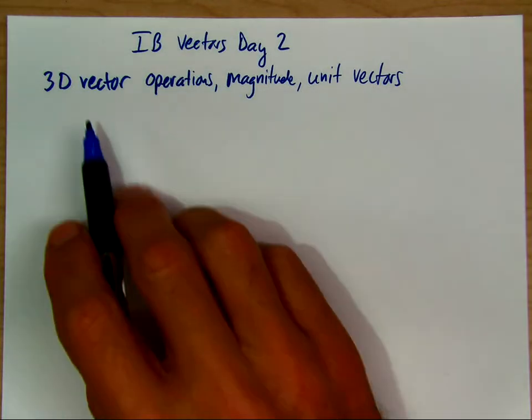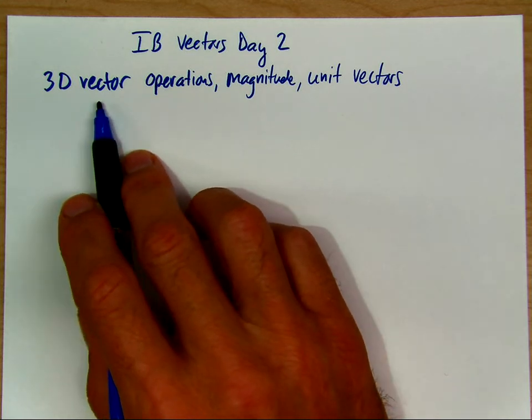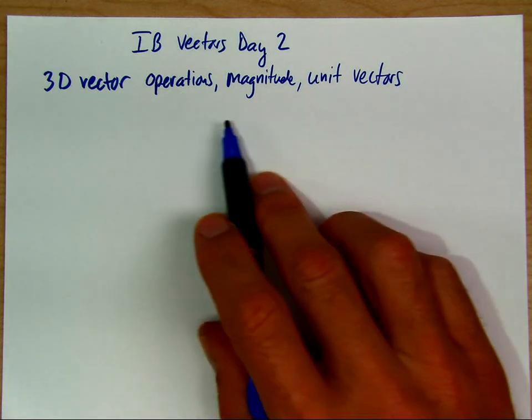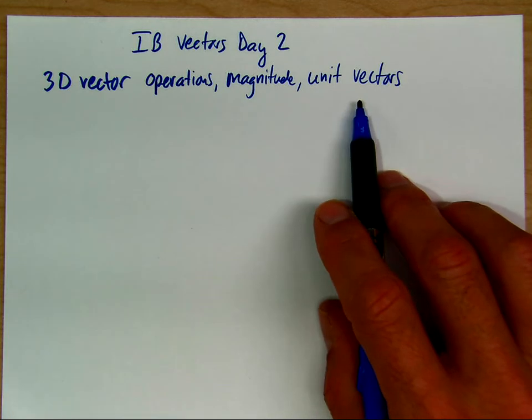Alright, in this lesson we'll look at 3D vectors. Do all the same steps as you do with two-dimensional vectors, and we'll just talk about more addition and subtraction, scalar multiplication, and then we'll talk about magnitude and unit vectors.